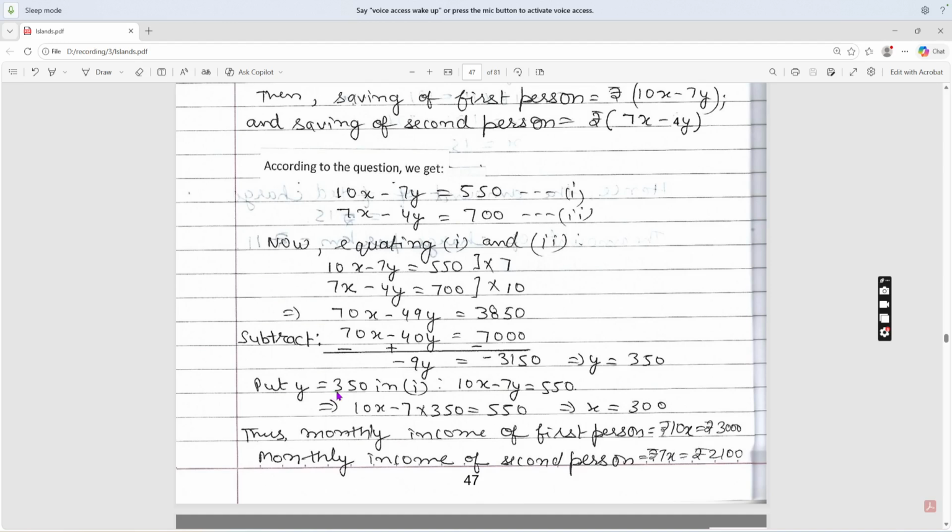Now we are going to put y is equal to 350 in equation 1. What is the first equation? 10x minus 7y is equal to 550. So here y is going to be replaced by 350. So what are we getting? 10x is equal to 550 plus whatever we get by multiplying these two. And when we solve this in rough, we get x is equal to 300. Thus, the monthly income of the first person would be 10x, that is 3000, and the monthly income of the second person is 7x, that is 2100.